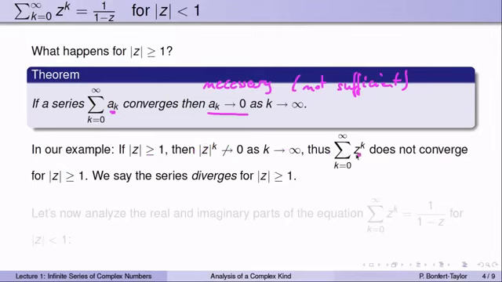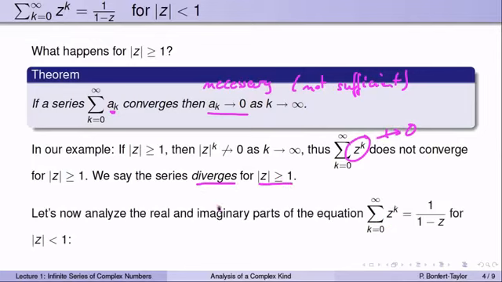And therefore, the series of the z to the k's cannot converge by this theorem because these z to the k's don't go to 0. We say the series diverges for z greater than or equal to 1. Let's now analyze the real and imaginary parts of this equation.